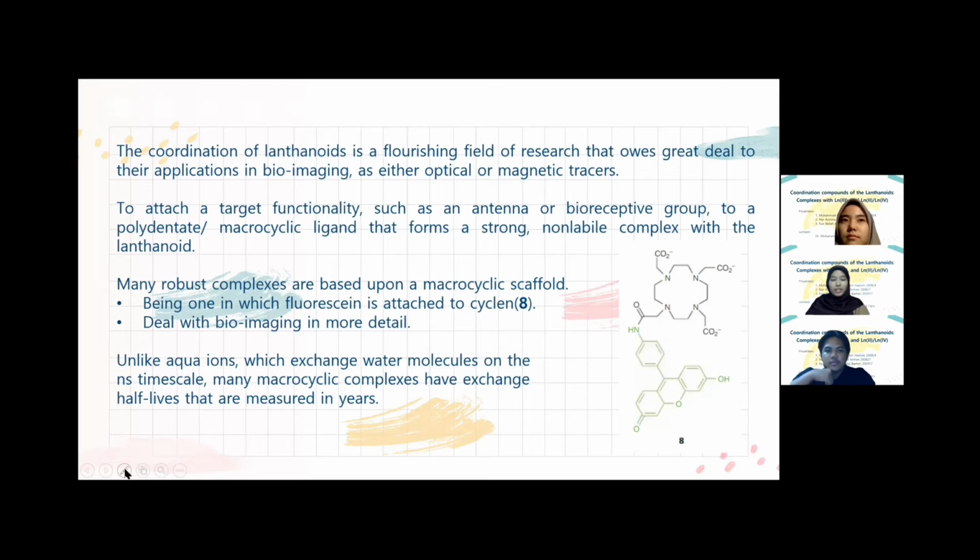Many robust complexes are based upon a macrocyclic scaffold, for example, one in which a fluorophore is attached to cyclen. This is the structure of cyclen. We will deal with bioimaging in more detail.